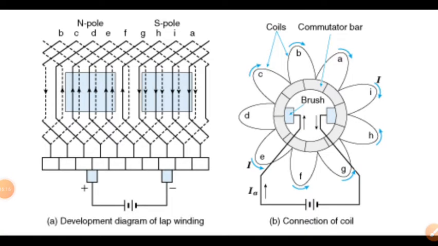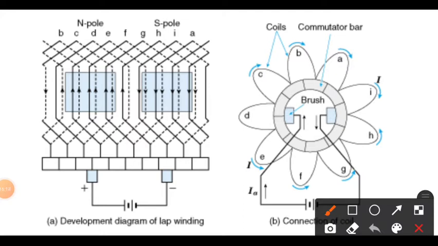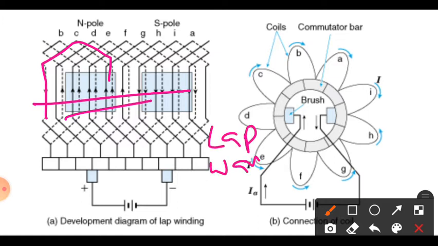Our aim is to draw this diagram. So this diagram we have to draw. How we are going to draw this conductor to this one, this one, this one, whether it is a lap winding or wave winding. What is the lap, what is the wave, we will see later.